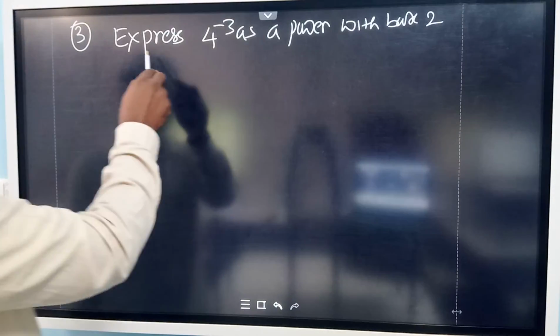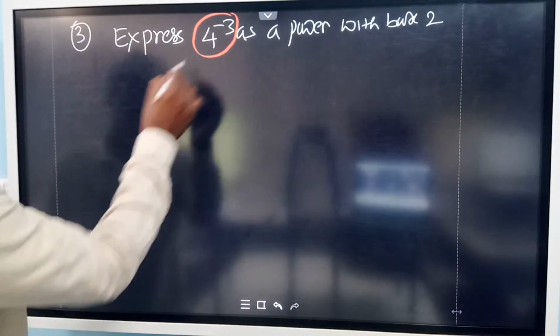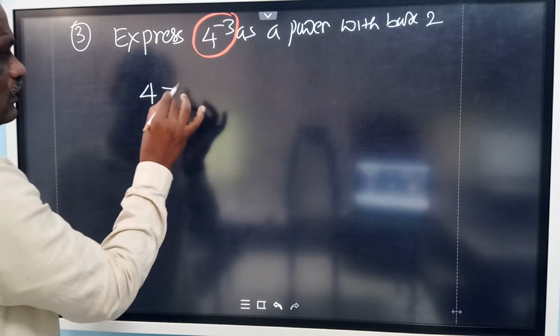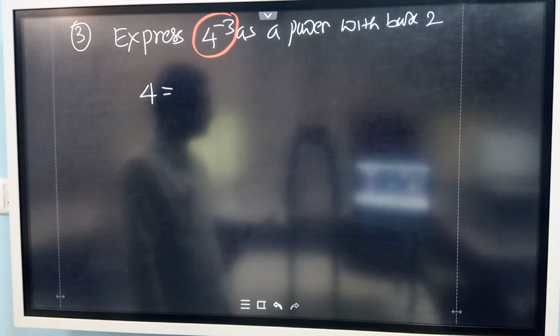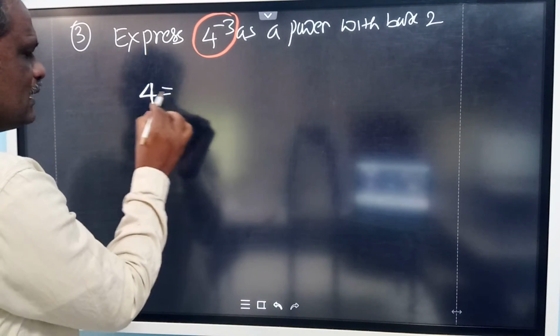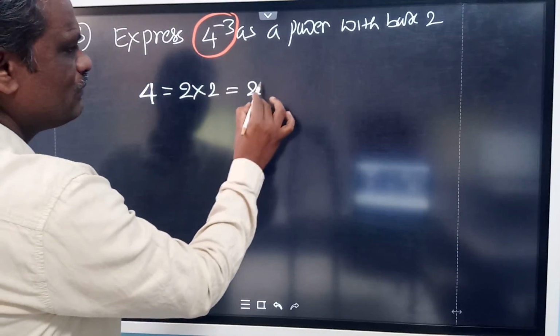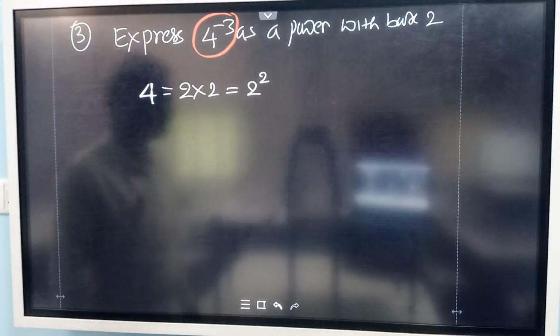Question: Express 4 to the power minus 3 as a power with the base 2. So you take the base here, 4. Now I have to convert that base into 2. Let me explain: express this 4 as 2 into 2, which can be written as 2 to the power 2.